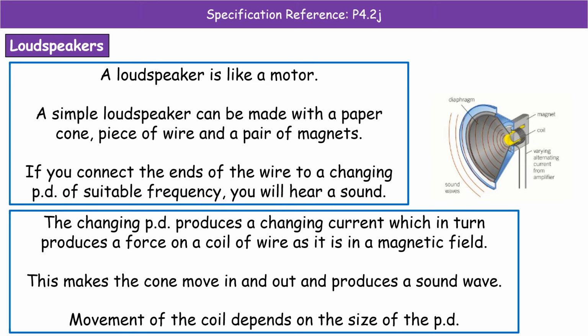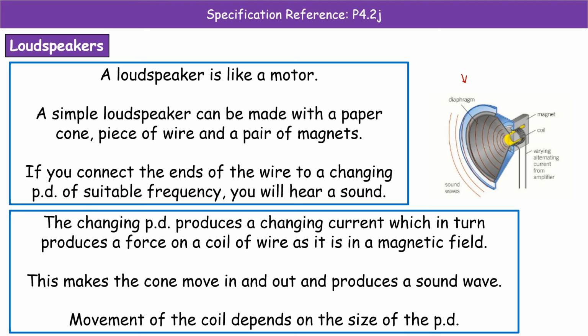The final device that we need to know about is the loudspeaker. Now, loudspeakers behave a bit more like a motor. If we're trying to think of what the loudspeaker actually is, we look at our diagram down here. We've got a diaphragm, we have a coil, we have a magnet again. Same kind of bits that we've just seen. Now, what's going to happen is, if we connect the ends of the wire to a changing potential difference, we're going to hear a sound.